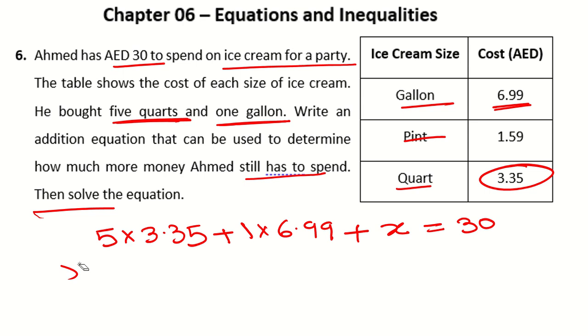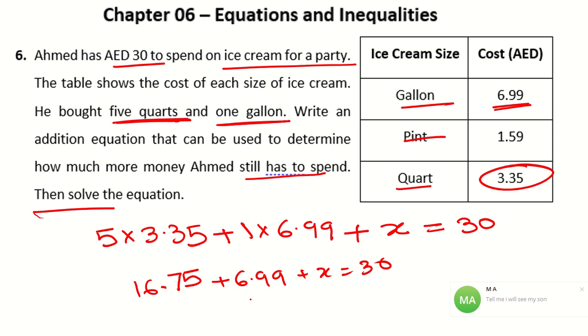Okay. So this is 5 multiply 3.35. So 5 times 5, 25. 5 3s are 15. 15 and 2, 17. 1 forward. 5 times 3, 15 and 1, 16. Plus 6.99 plus x is equal to 30. So 5 plus 9, 14. 1, 7, 1, 8 and 9, 17. 1, 6, 1, 7. 7 and 6, 13 and 1 and 1, 2. Plus x is equal to 30.